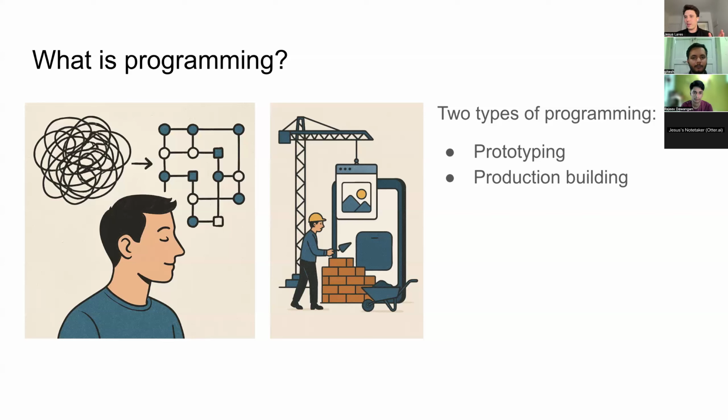So that's the vague idea of what programming is. I think it's also important to discuss different kinds of programming. I think there are two main types of programming people do. I put them here as prototyping and production building.